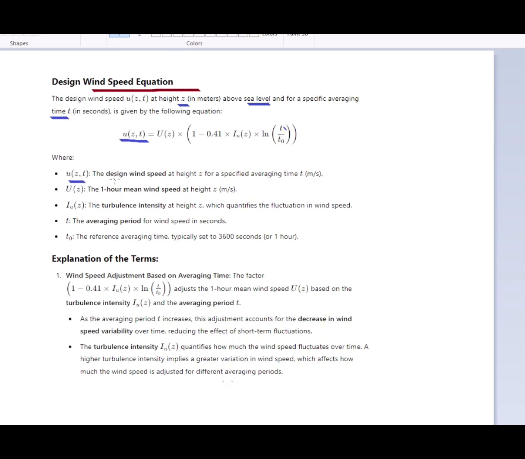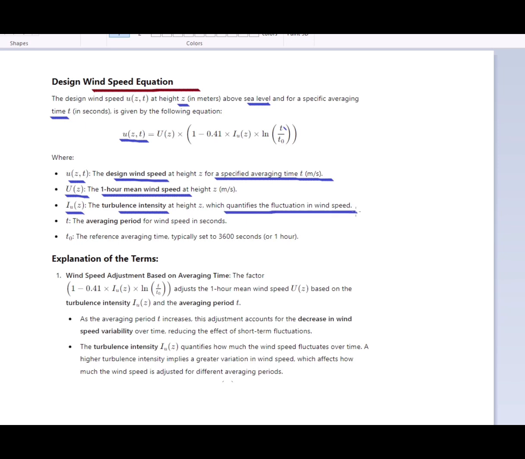U of Z is the design wind speed at height Z for the specified averaging time, and capital U of Z is the 1 hour mean wind speed. That means 3600 seconds. And I of Z is the turbulence intensity at height Z, which quantifies the fluctuation in wind.